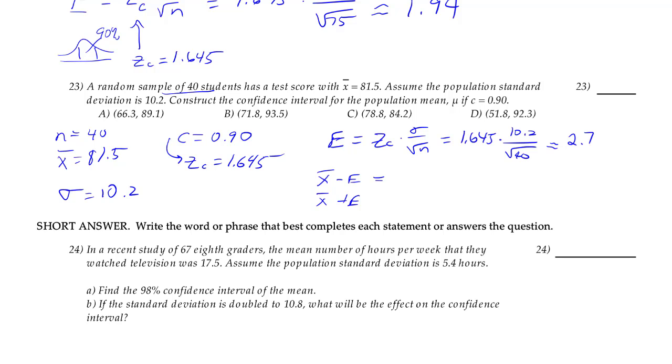So then I'm going to take x bar and subtract that E, and add that E. All right, so if I take 81.5 and subtract 2.7, and then take 81.5 and add 2.7, what I'm going to get is 78.8 and 84.2, and that's how I get my confidence interval.